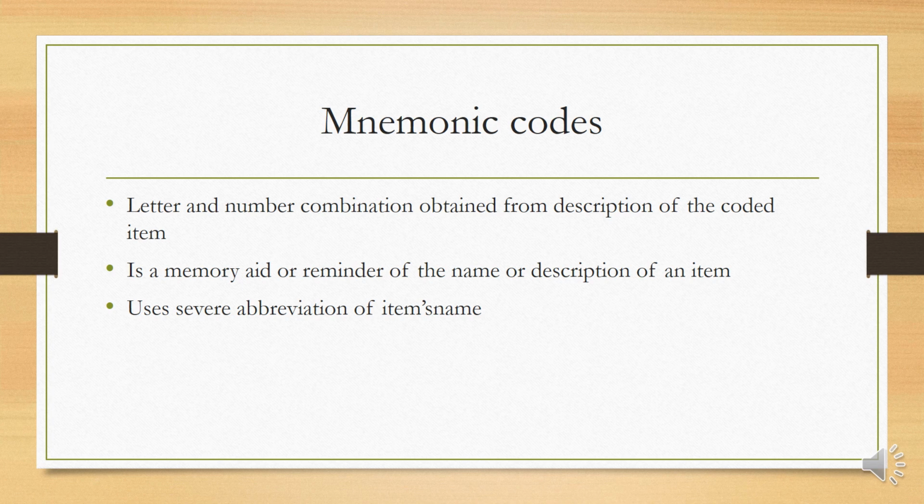Then comes another 3 letters, the last 3 letters, which indicate the material with which this merchandise is made. COT for cotton, WOL for wool, POL for polyester, LIN for linen. So based on the material, the last 3 letters are given. So we have seen an example of a merchandise code based on mnemonic code, which uses a letter and number combination.